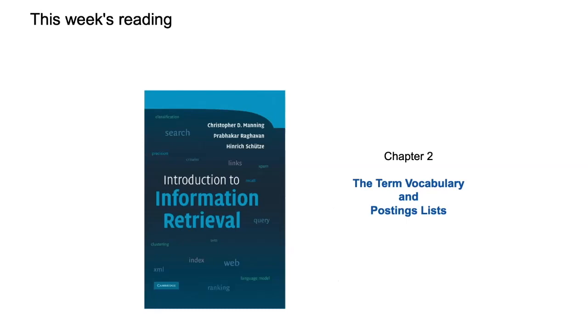This is chapter 2 of the information retrieval book. Make sure to read it: the term vocabulary and postings lists. It also contains many explanations on languages, even more languages than what I covered today. So it's a bit orthogonal, but you'll find many other examples in there. So I encourage you to read it.